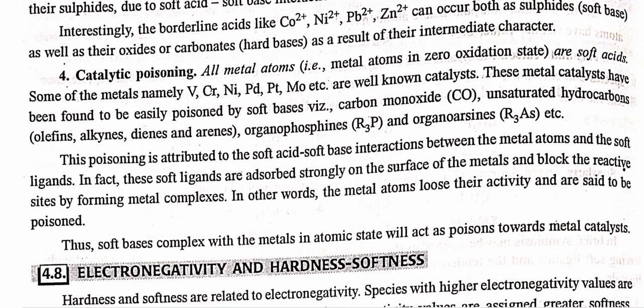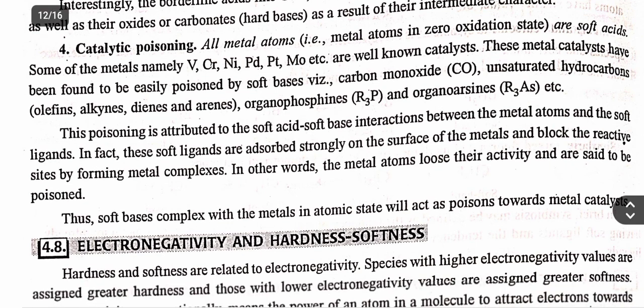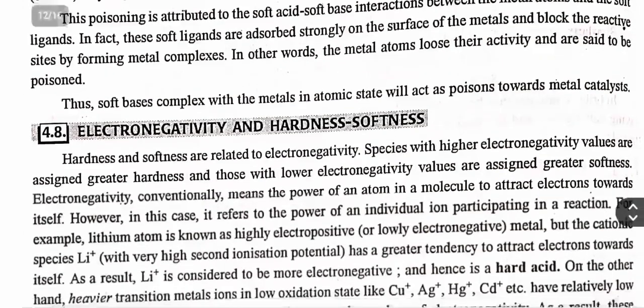organophosphines, and organoarsines. This poisoning is attributed to the soft acid-soft base interactions between the metal atoms and the soft ligands. In fact, these soft ligands are adsorbed strongly on the surface of the metal and block the reactive sites by forming metal complexes. In other words, the metal atoms lose their activity and are said to be poisoned. The soft bases that complex with the metals in atomic state will act as poison towards metal catalysts.